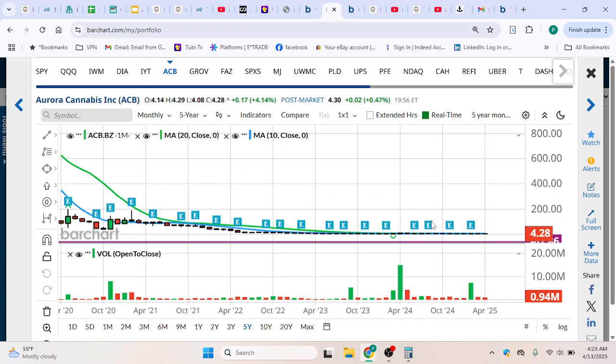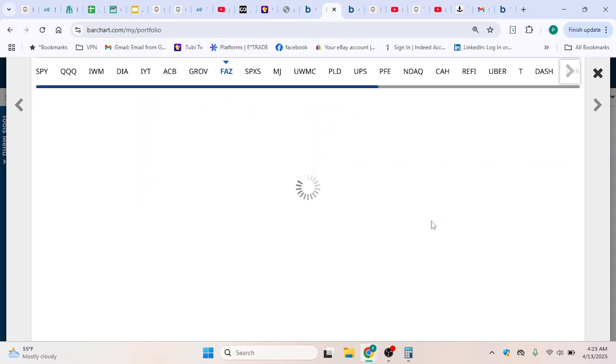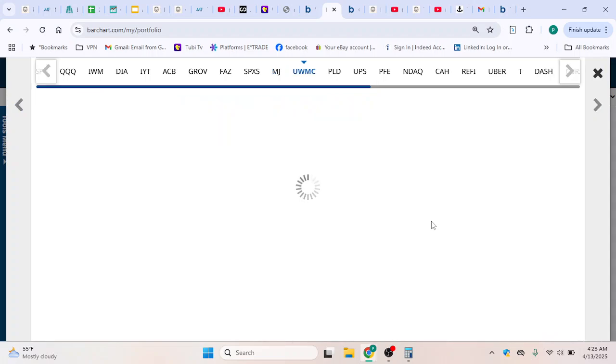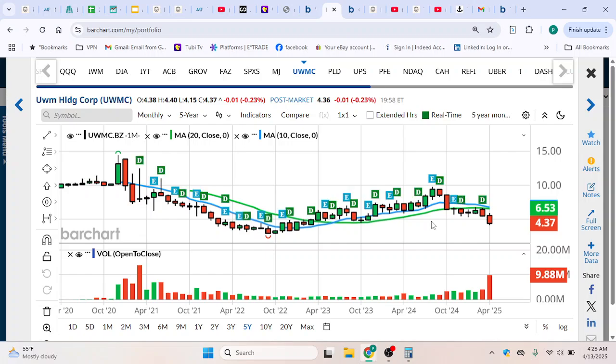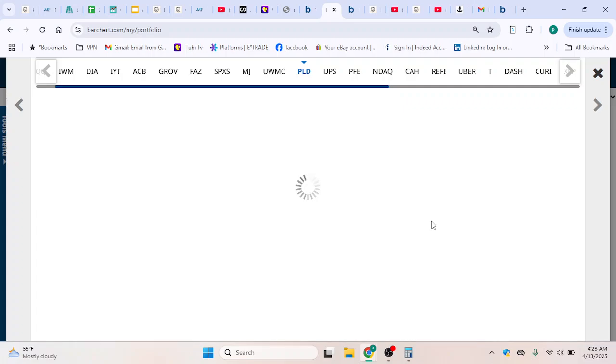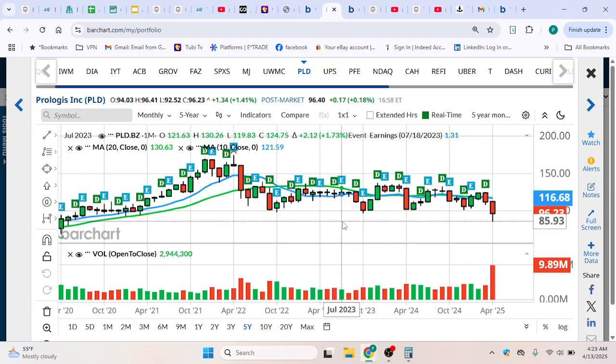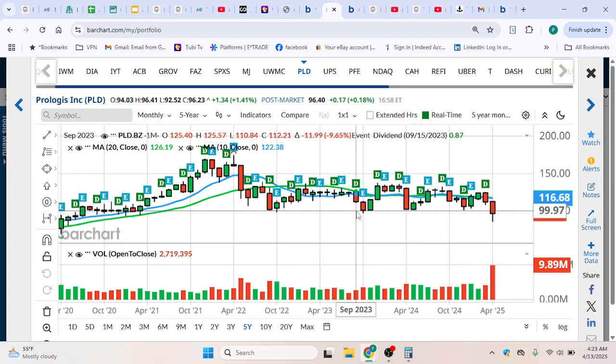Aurora Cannabis still in a sideways stage 1 flat trend. A marijuana ETF, MJ, still in a stage 1, maybe even still stage 4, sideways or downtrend. This is a mortgage company. It's still in a longer term downtrend. Okay. This is a real estate company. Basically a really big sideways trend.